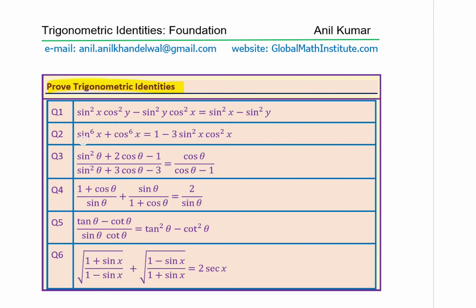The second is sine to the power of 6x plus cos to the power of 6x equals 1 minus 3 cos square x sine square x. Question number 3 is sine square theta plus 2 cos theta minus 1, divided by sine square theta plus 3 cos theta minus 1, equals cos theta over cos theta minus 1. 4. 1 plus cos theta over sine theta plus sine theta over 1 plus cos theta equals 2 over sine theta. Then we have tan theta minus cotangent theta divided by tan theta plus cotangent theta equals tan square theta minus cot square theta. And then we have something to do with radicals.